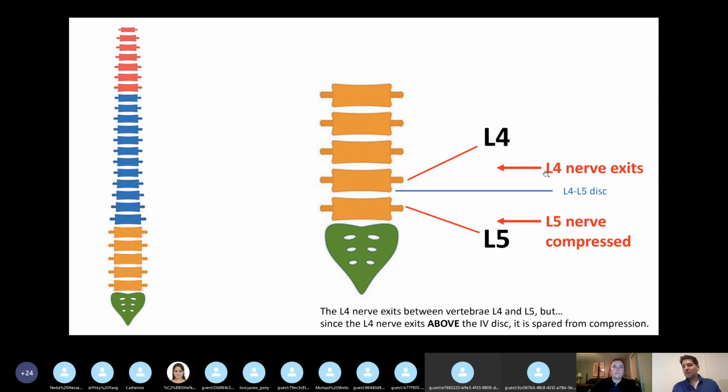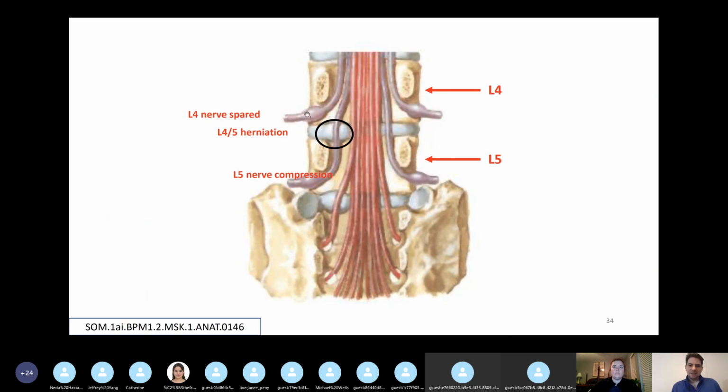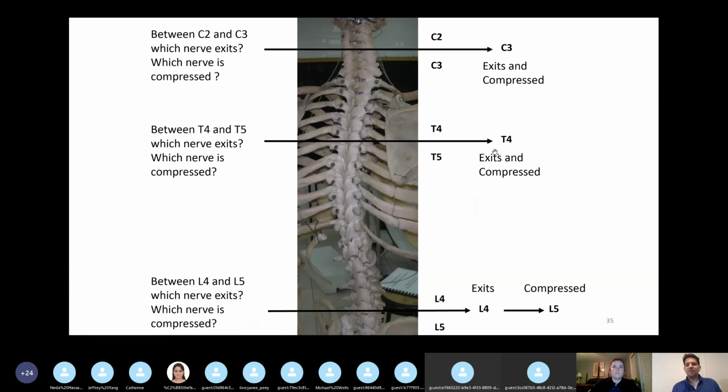For L4 and L5, even though the L4 nerve exits below, it'll exit above the disc, right? So the L5 nerve is compressed. Again, you can see that here. This L4 nerve is spared because the disc is below it. So you compress the L5.